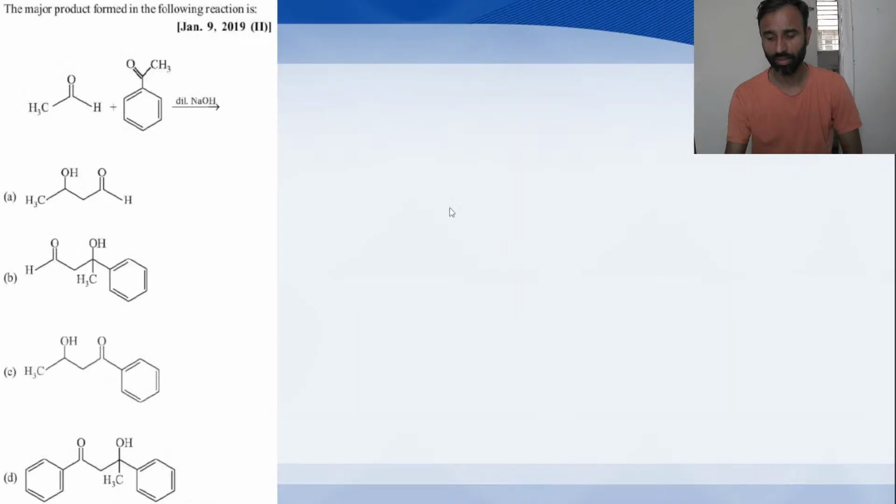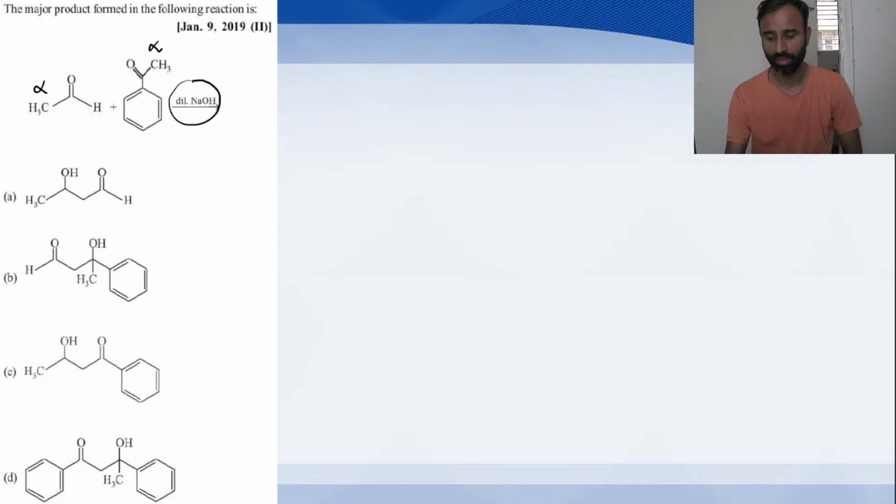Next, the major product formed in the following reaction is, we have dilute NaOH and aldehydes and ketones having alpha hydrogens. Aldehydes or ketones having alpha hydrogen in the presence of dilute alkali, what is the name of the reaction? It undergoes aldol or Cannizzaro.